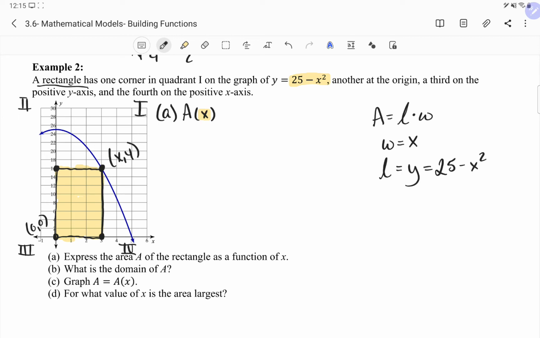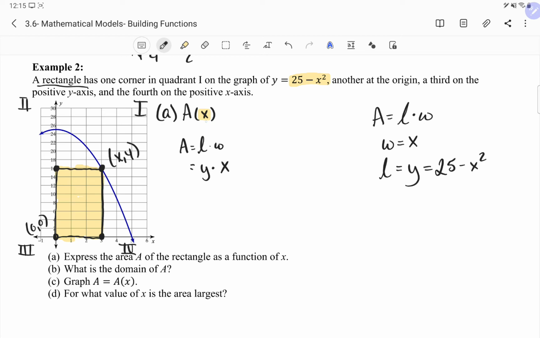Anytime we have this equal sign, remember that these are interchangeable. I could change the length with the y, or the y with the 25 minus x squared, or the length with the 25 minus x squared. So we're just assigning values. All right, so let's start plugging things in. To start off, the area is equal to the length times the width. We said that the length is actually y, and the width is actually x.